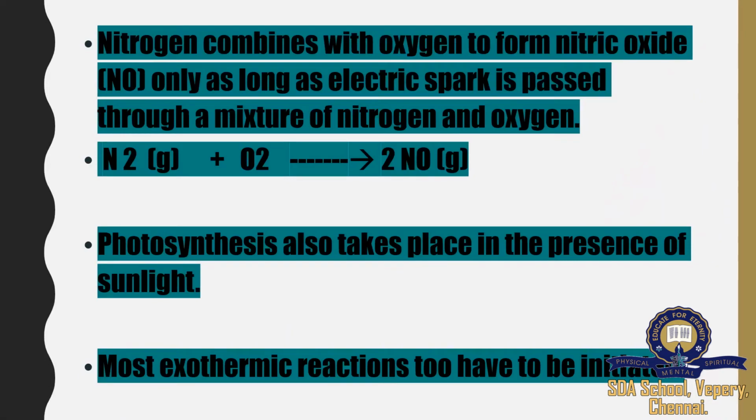Nitrogen combines with oxygen to form nitric oxide. The formula is NO. This happens only as long as an electric spark is passed through the mixture of nitrogen and oxygen. Here N2 in gaseous state and O2 also in gaseous state react to form 2NO, that is nitric oxide. Photosynthesis also takes place in the presence of sunlight. Yes, in all these reactions, some light energy is needed in the reaction process.